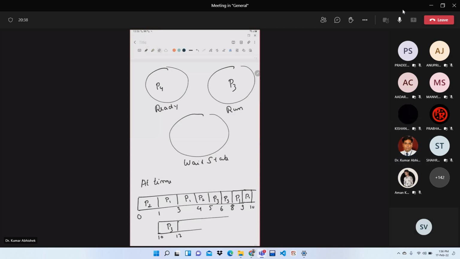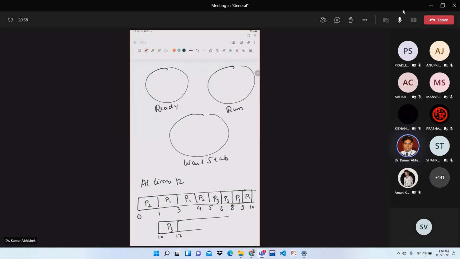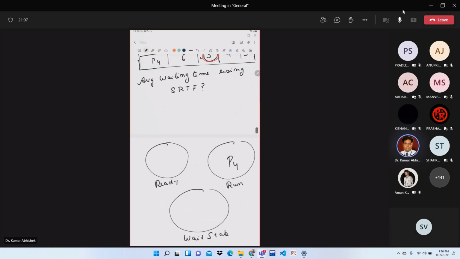At time 12, we have this scenario, and this is also terminated. Now there is only one process remaining. So what will happen? P4 will go to run state. P4 will execute till 17. From 12 to 17, P4 will execute.